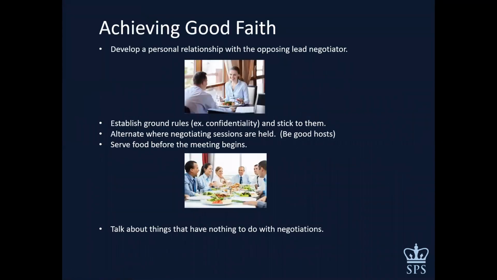Okay, so it's nice to have something like the Taylor Law, which requires good faith. But that doesn't mean that participants in negotiations, even within the Taylor Law, can't take steps to achieve good faith on their own. So I just want to tell you a few of the things that I always tried to do when we negotiated. The first thing I always wanted to do is develop a personal relationship with the opposing lead negotiator. I remember the first time I met the person who sat at the other end of the table with me. We had lunch together, and we got to know each other. And most importantly, we got to trust one another.